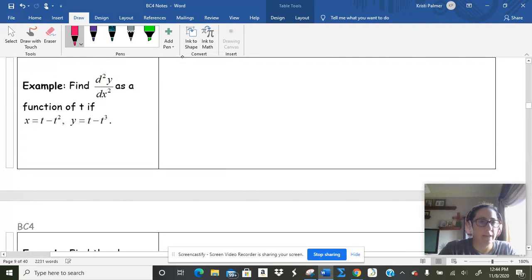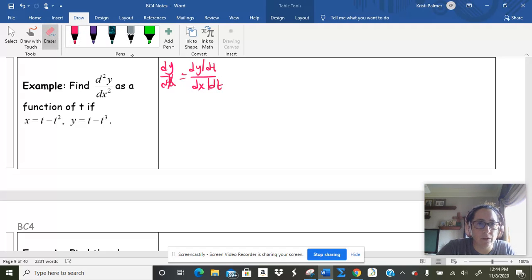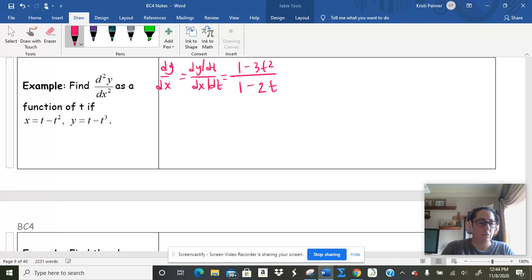Okay, second derivative. So the first thing we need to do is find the first derivative, dy dx. So we're going to take the derivative of the y with respect to t over the derivative of the x with respect to t. So I'm going to take the derivative of this one and put it in the denominator, and the derivative of this one and put it in the numerator. So that's not too bad.